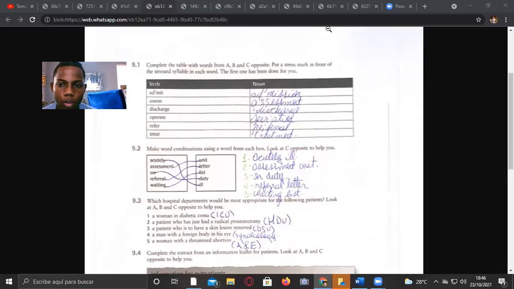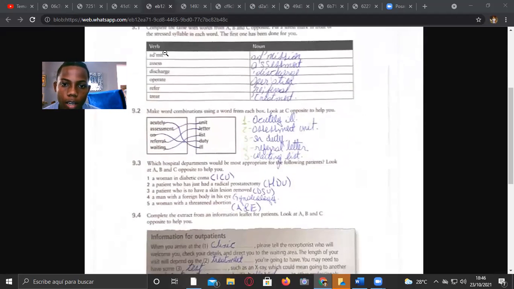Complete the table with words from A, B, C opposite, with a stress mark in front of the stressed syllable in each word. The first one has been done for you. Verbs: admit, assess, discharge, operate, refer, treat. The nouns are admission, assessment, discharge, operation, referral, and treatment.